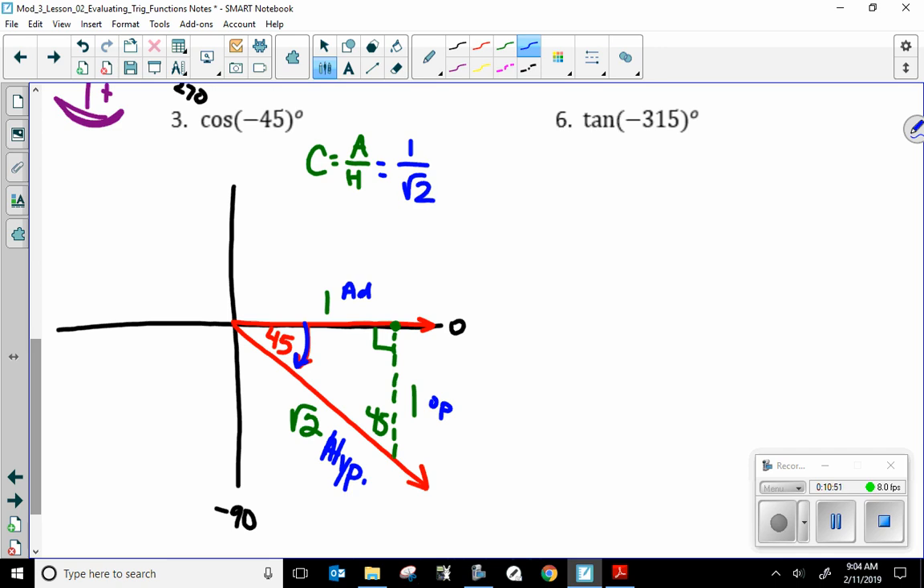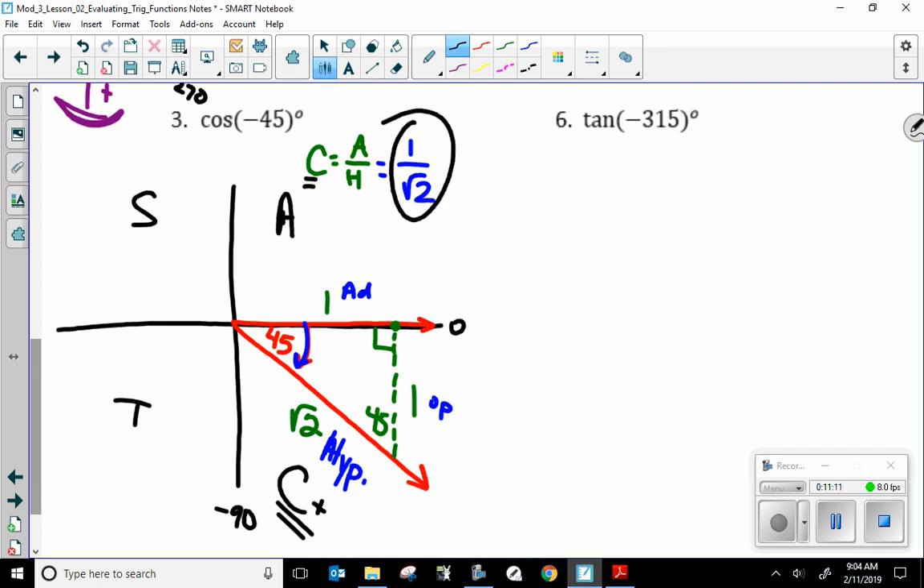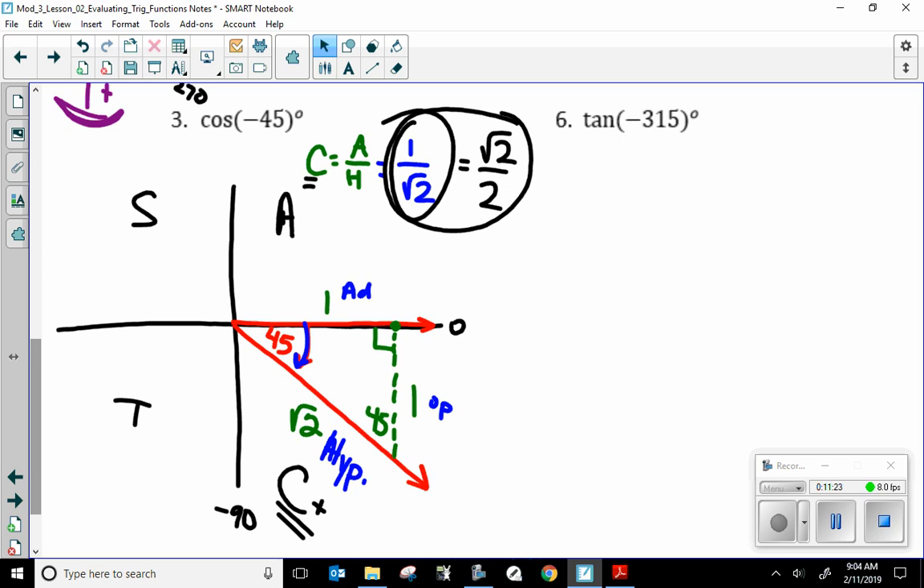I need to make sure that I know if that's positive or negative. So, yep, that's the wrong end of the marker. All students take calculus. Cosine is positive in quadrant 4. This is cosine. So this answer needs to be positive. What I might do is simplify that. Okay, so I maybe multiply the top and bottom by radical 2, and that is the simplified form, okay? But if they don't ask you to simplify it, 1 over radical 2 is perfectly acceptable.